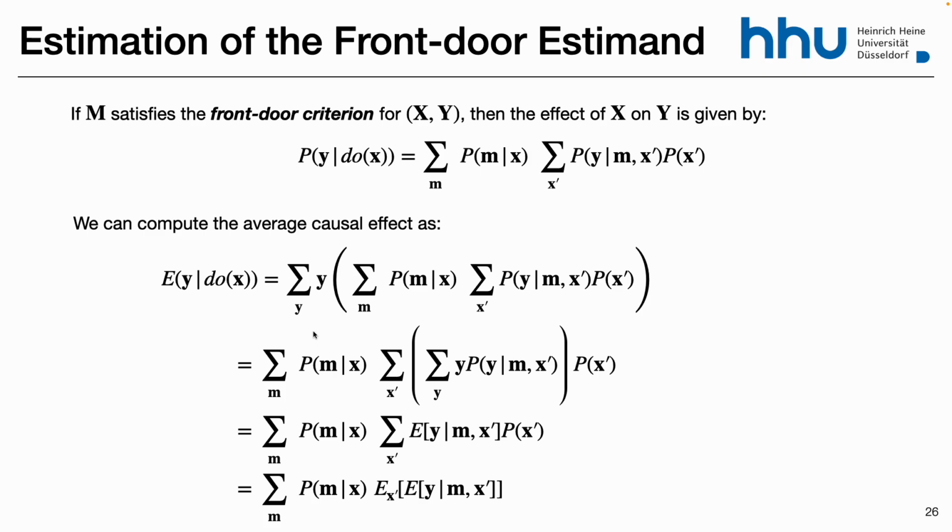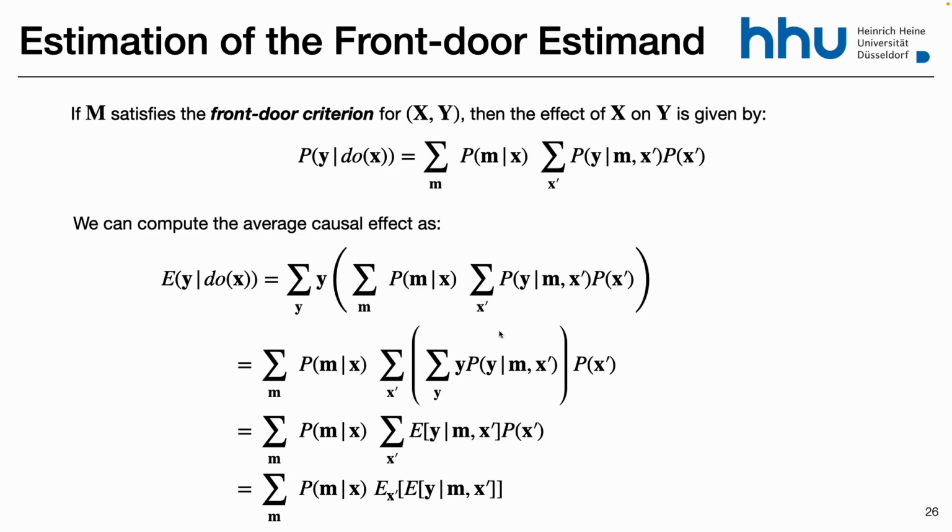Then I can move the sum over M. It was here. Now it's before the y, so I put it in the beginning. So this again can be done due to the Fubini theorem. Then what I'm doing is moving the sum over y to be close to the probability of y given m and x. So I'm moving this sum to be here. That's what I'm doing. The other part is the same.